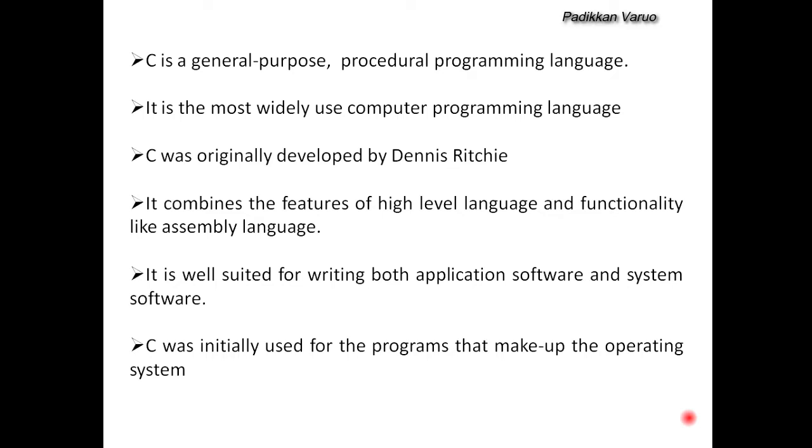It was originally developed by Dennis Ritchie. We can develop a lot of system software as well as application software with the help of this programming language. Even though C is a high-level programming language, it supports a lot of functions related to low-level programming languages like assembly language and machine languages. So with the help of C programming, we can develop a lot of interactive applications. Actually, C was initially used for the programs that make up the operating systems. During the initial stages, it was used for developing system software, namely operating systems.